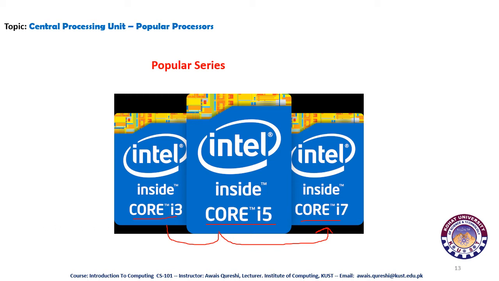The performance also matters, and the price also matters. So it means that Core i5 has greater performance as compared to Core i3, and Core i7 has greater performance as compared to Core i5.